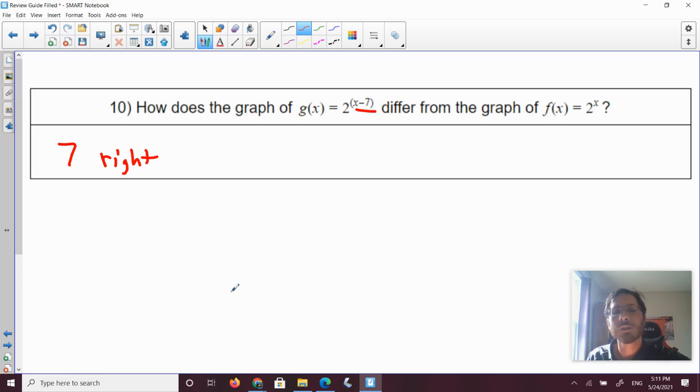So if we're in the parentheses, it's always the opposite of what we would think. You would think it would go left, but it actually goes right. Remember, when we're at the x, we're at the parentheses. This is always going to describe a right-left motion. So in this case, we're going 7 to the right. If there was a number outside the parentheses that I add, that would move it up and down.